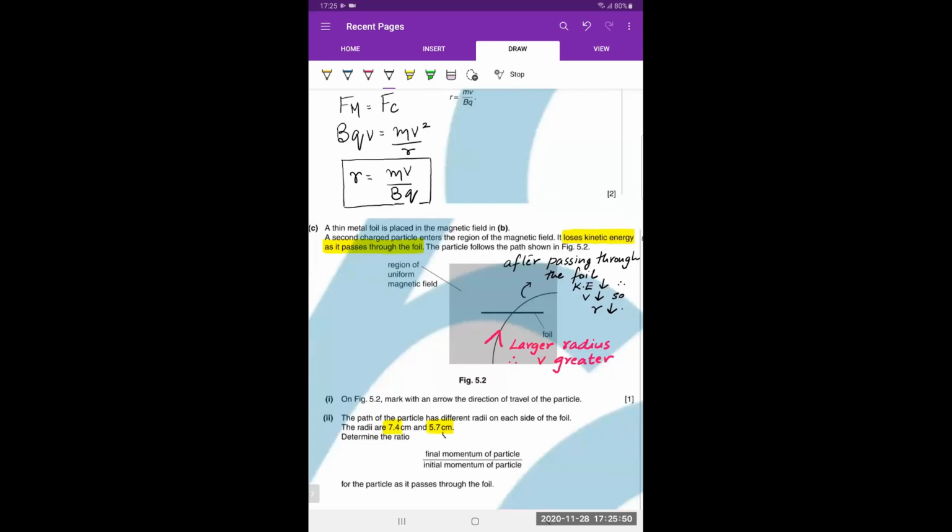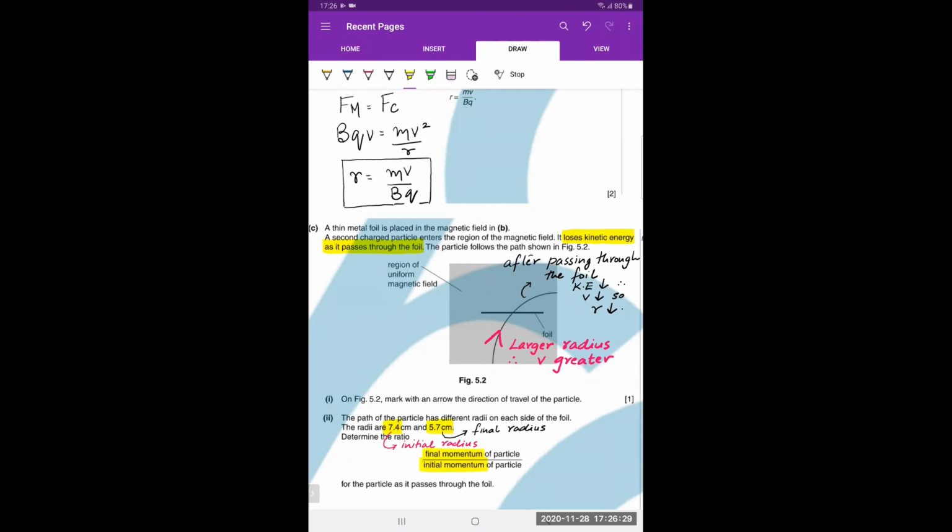So I should be calling this the final radius because this is of a lesser value, the black one. And I should be calling this the initial radius because the value is larger, the red one, so as to say. I have used the black and red combination so that you can correlate it with the diagram. The question is asking you, how much is going to be the final momentum upon how much is going to be the initial momentum?